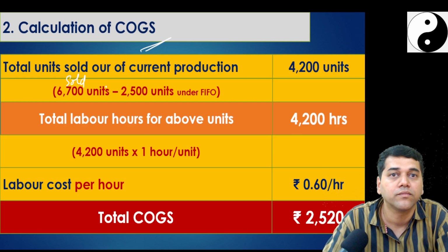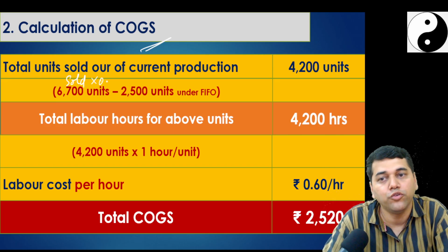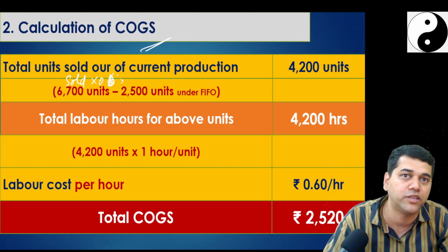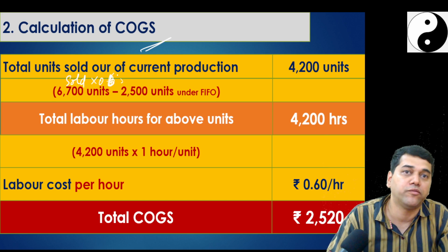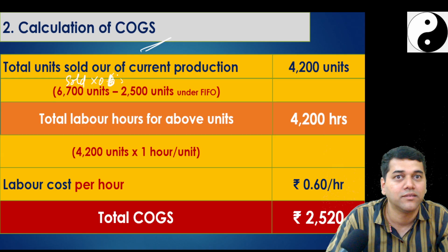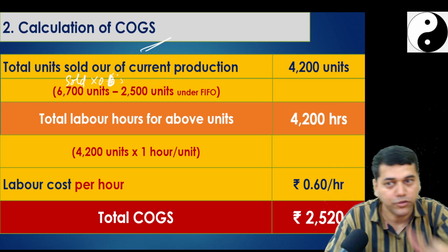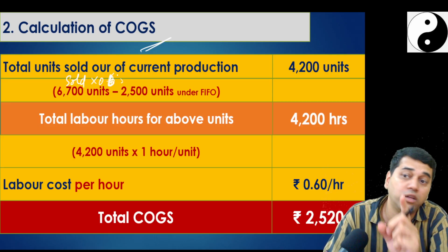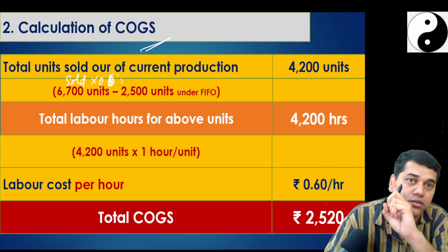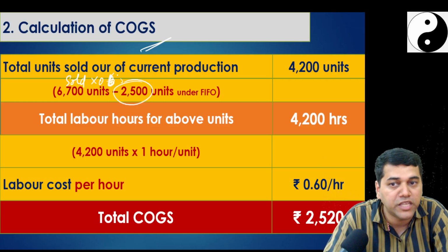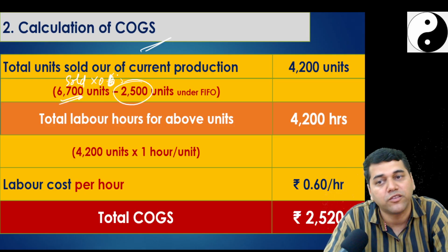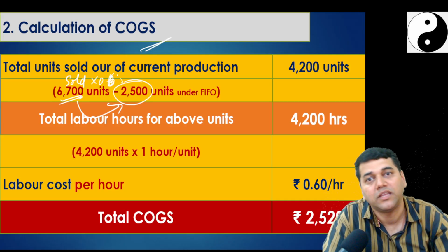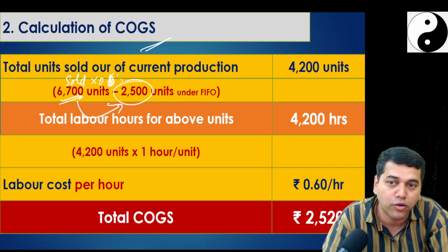See, if you do 6700 into 0.6, then I will ask you one question. Don't you have closing stock at the end of the year? Where is it coming from? LIFO method? Did you sell everything that you produced? No, you have sold all the things starting from the opening stock. So if you remove opening stock, that means out of 6700, first you sold all your opening stock, then whatever balance you sold is coming out of the current year production.